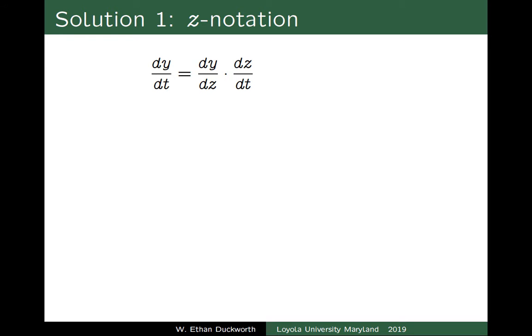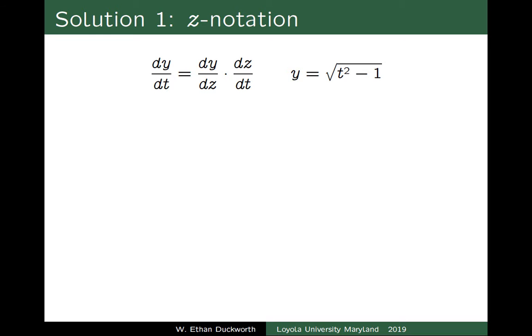dy over dt equals dy over dz times dz over dt. And of course these d's just mean derivatives. So this is saying to find the derivative of y, you should find the derivative of y with respect to z and multiply by the derivative of z with respect to t. Let me also remind you what the formula is. y equals the square root of t squared minus 1.